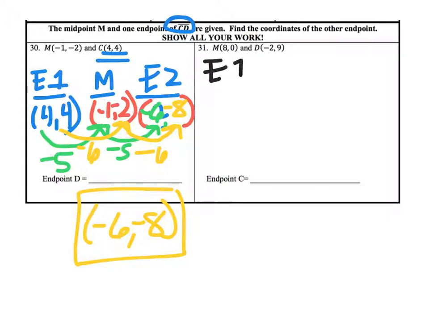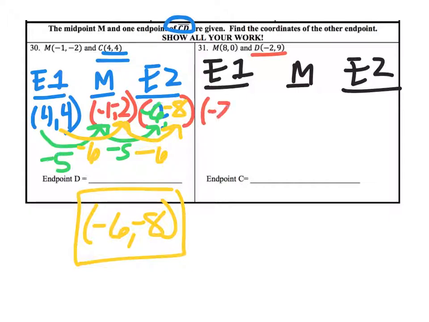Again, we have endpoint 1, your midpoint, your endpoint 2. And we're going to plug in whatever we know. So this time we have D, maybe that's endpoint 2. So it's negative 2, 9. It doesn't really matter where your endpoints go. Honestly, I would just always put them as the first one. So this could be negative 2, 9. And then your midpoint, I would always put in the middle, obviously, 8, 0, because, you know, midpoint means middle. Maybe that's not obvious, but it does.